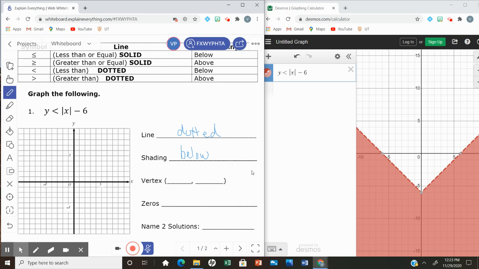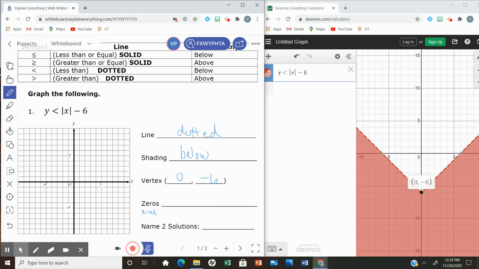Okay, so we need a few more things here. We do need the vertex and the zeros. Remember, just as a review, your zeros are only going to be the x-intercepts. Write that on there. That's all we want are the x-intercepts. And then we're going to name 2 solutions. Going back to the Desmos graphing calculator, your vertex is that turning point, that sharp V. If you click on the point right there, you can see it is 0, -6. This graph, just reviewing transformations, did go down 6 units.